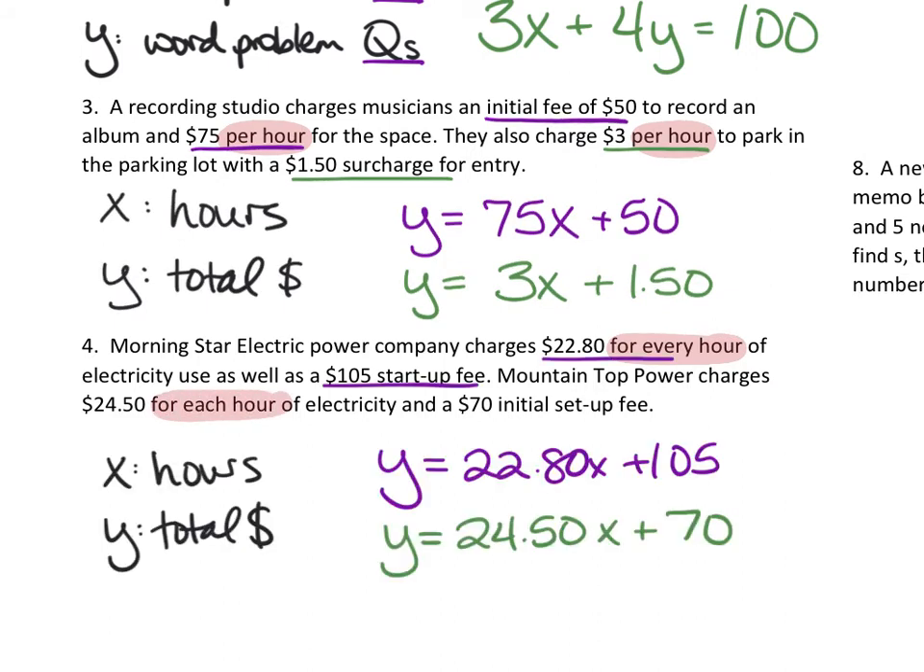When you organized your information, hopefully you took all of these slopes, which are the values next to the words for every, each, or per, and included those as your M. Both of them also had a value for their startup fee or their initial fee, meaning that those are my y-intercepts. And now we have a system that represents this scenario. We have two equations that represent this scenario.